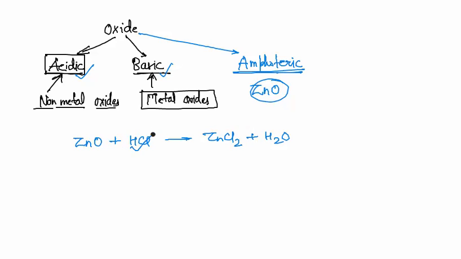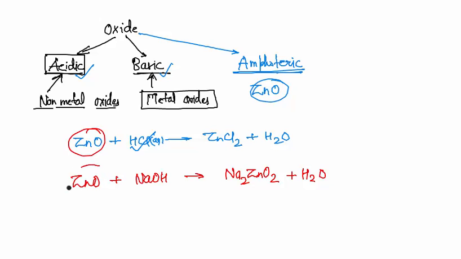So it is reacting with hydrochloric acid, HCl aqueous, better to write. In the second case, this ZnO reacts with NaOH also, forming Na2ZnO2 and H2O. The same oxide reacts with HCl as well as base. If it reacts with acid, it acts as a basic oxide, and if it reacts with base, it acts as an acidic oxide.